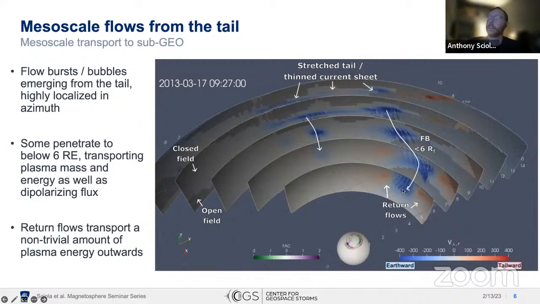And another important factor about this is that we see return flows on either side of those, and they actually end up transporting outwards a non-trivial amount of plasma energy. And that'll be important very soon as well.